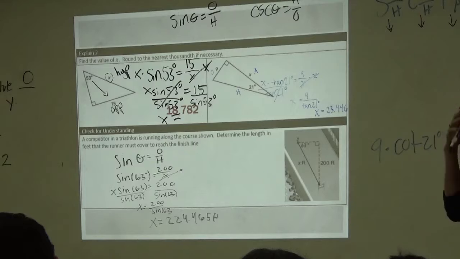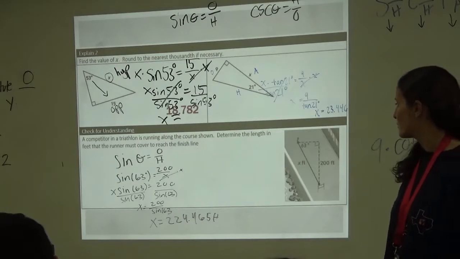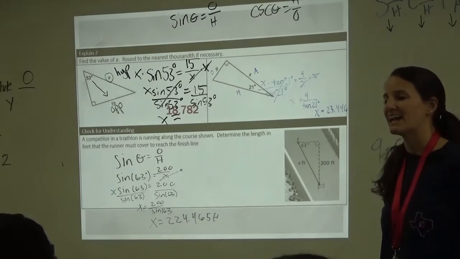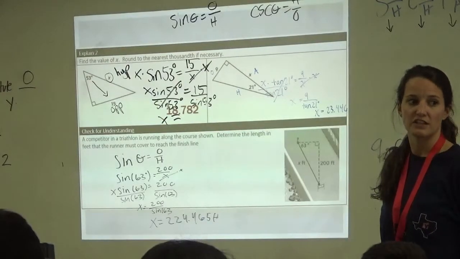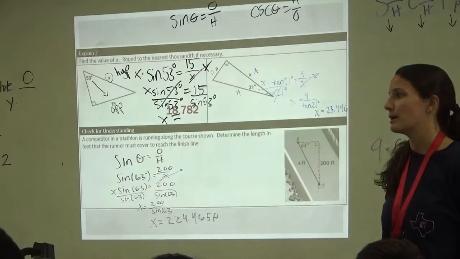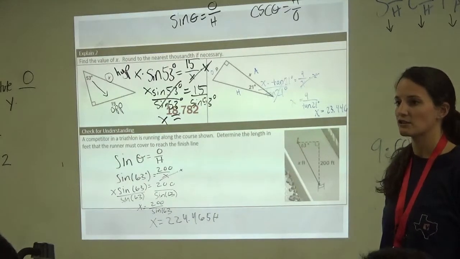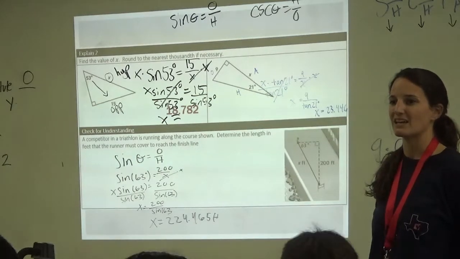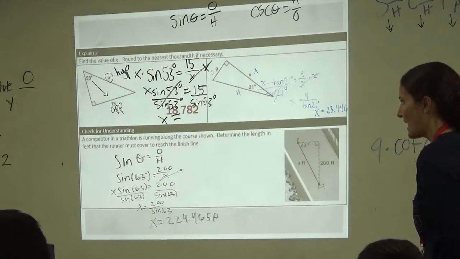Okay, and then the next one right here, we had Lazaro doing sine. Thank you very much. And he put 200 over x, solved for x, and got 224.465. And I love that he also included feet on his answer, because in this case, it was a word problem. So we want to make sure we put our units, and it's that length right there. The runner still has to run that many feet.